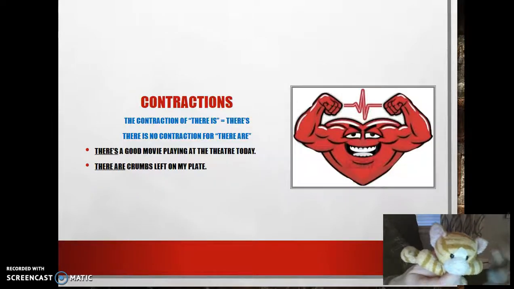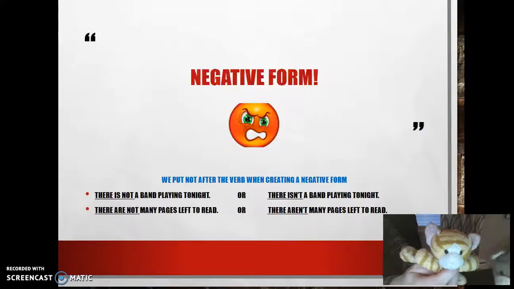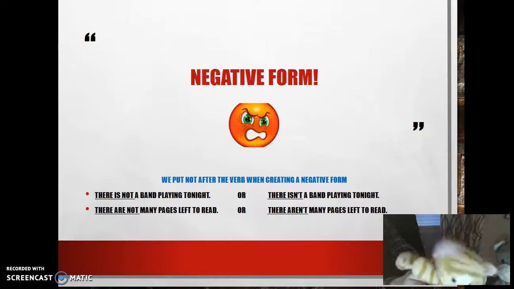Contractions. There is a contraction for there is: there's, but there is no contraction for there are. Negative form. We put not after the verb when creating a negative form.